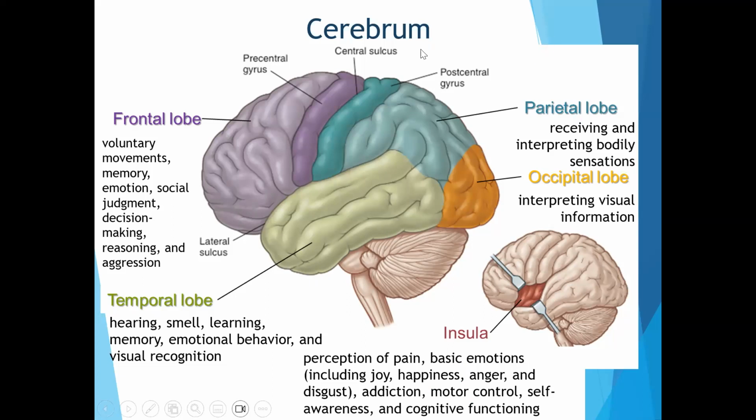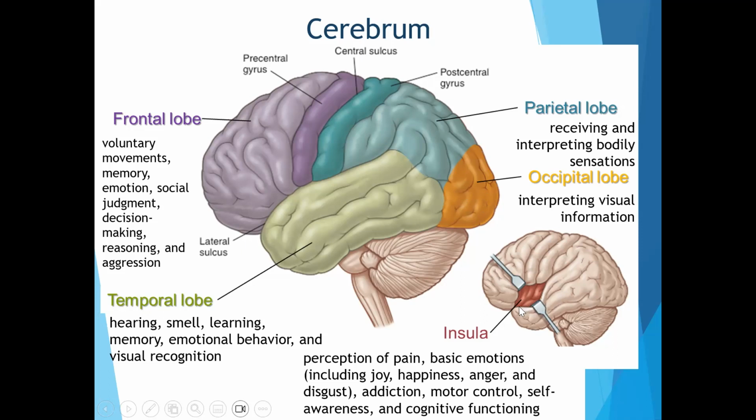The parietal lobe is on kind of the upper part of the brain. And so that is receiving and interpreting body sensations, a lot of our sensory system in the parietal lobe. And then the occipital lobe is primarily involved in our visual information. So a hit to the back of the head can really mess with the visual system.